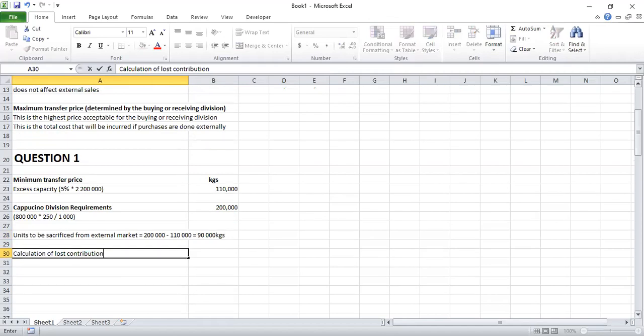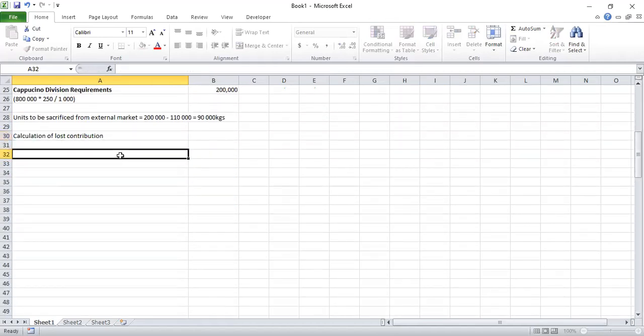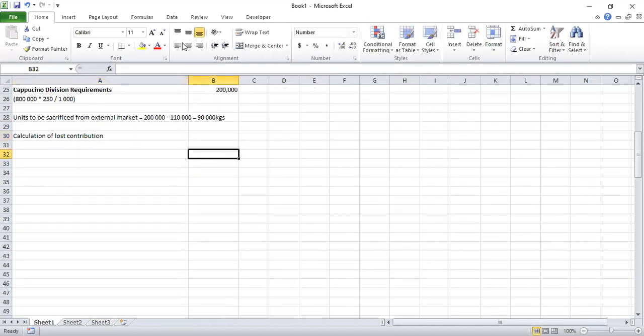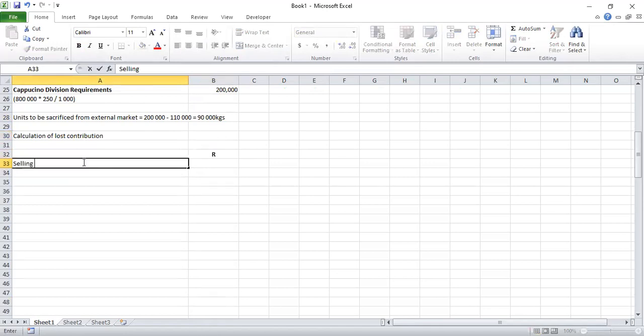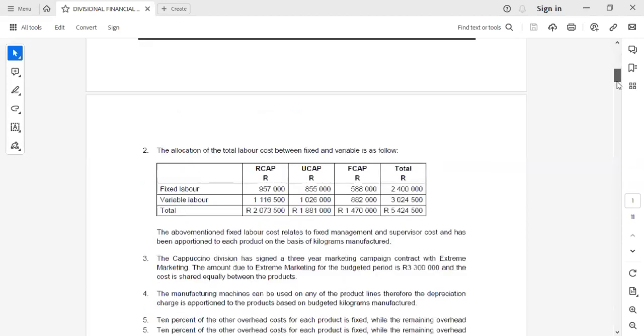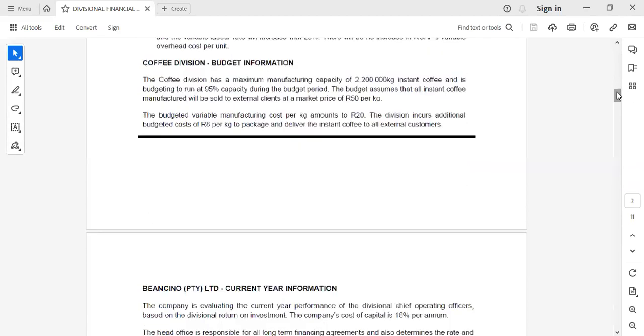Right. You know what contribution is? That is the selling price. That will be our selling price. That means the lost contribution, the contribution that the coffee division is going to lose by selling the 90,000, which they are sacrificing.